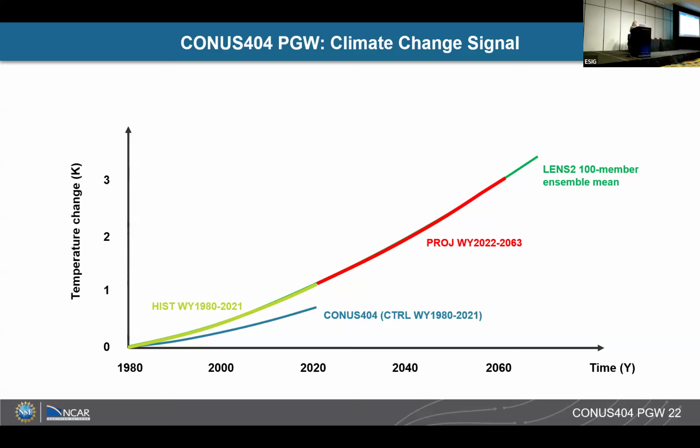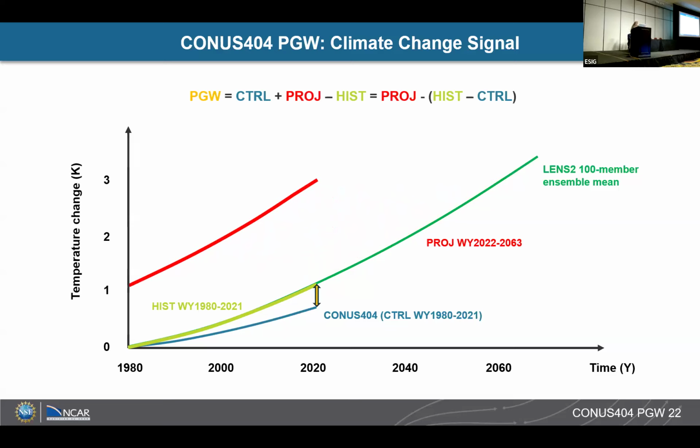Take the years 2022 to 63, move that back. And what would that be if it were run concurrent? And we see it would actually be a lot higher due to global warming. So we look at the difference between the CONUS 404 and the LENS ensemble and look at that delta, move that delta up to the pseudo global warming, and then that correction becomes our pseudo global warming data set.